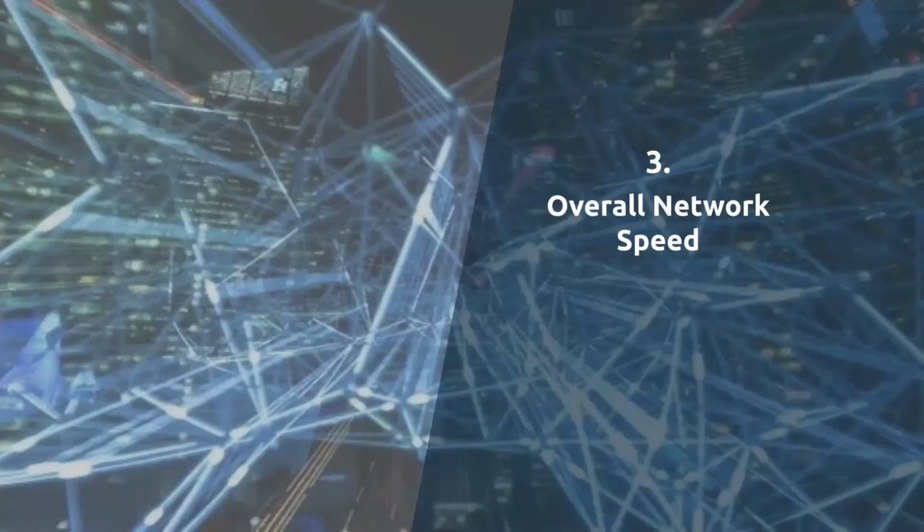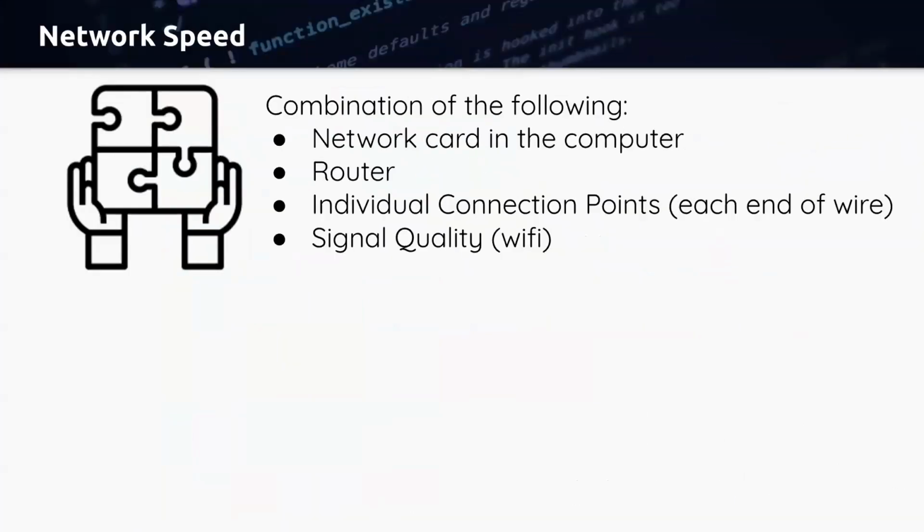Okay. So your overall network speed, we're still referring to speed a lot. That's going to be a primary thing here. A lot of your speed is going to come down to a combination of your network card in the computer. That's going to be regardless of whether you're hardwired or over Wi-Fi. Basically, anytime you have a network connection, that has to go over a network card.